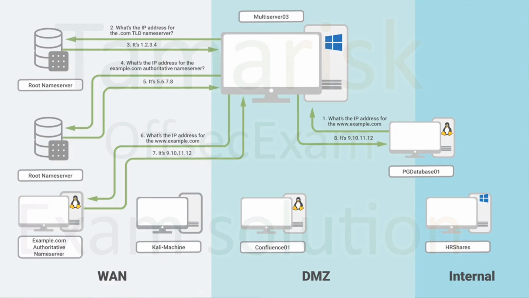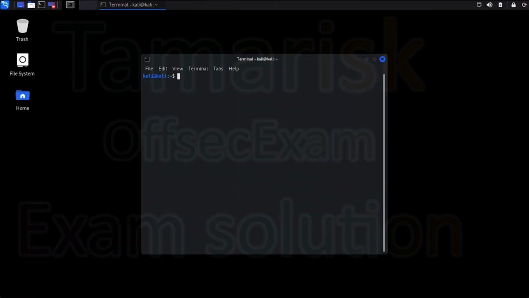In our lab network, with MULTISERVER3 as the DNS server, a request from PGDATABASE1 for the IP address of example.com would follow the flow shown here. The firewalls have been removed from this diagram for simplicity. Let's try out a new scenario in the lab, which is configured precisely for this purpose.